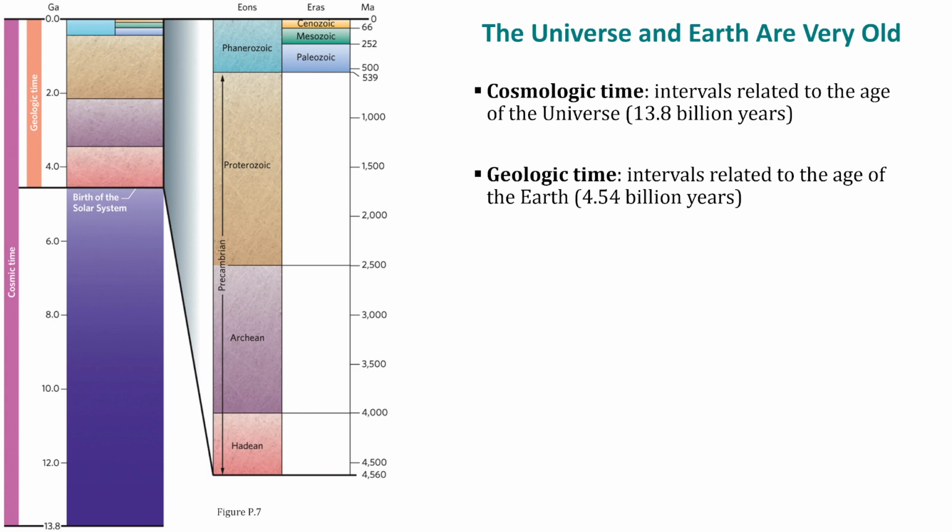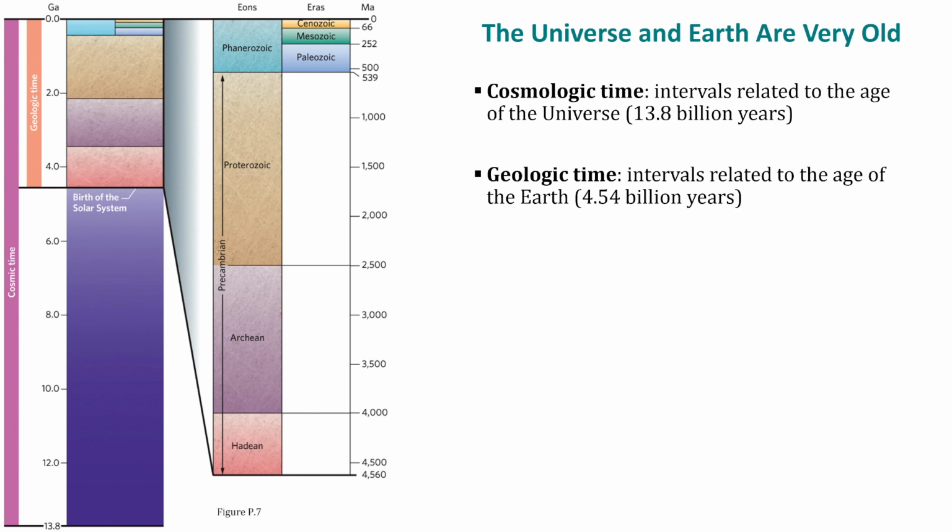It's important to think about the universe and Earth in terms of time because they're both very old. If we define cosmologic time, which is intervals related to the age of the universe, which is 13.8 billion years old. Geologic time is intervals related to the age of the Earth, which is only a fraction of the age of the universe, and Earth is around 4.5 billion years old.